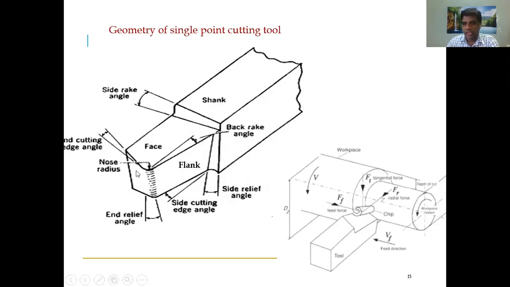So this is the side flank, and this is called the end flank. Because this is the primary cutting edge, below that primary cutting edge, whatever flank is there is considered the primary flank. And below the auxiliary or secondary cutting edge, whatever is there is the secondary flank.